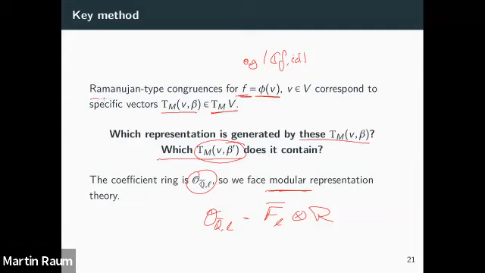I mean, the fact that these Ramanujan-type congruences correspond to certain vectors, this proof, you can do that. It's a computation, really. It's not very enlightening to discuss this. So I think at this point, there's not so much to discuss for this method, except if you want to go into representation theory. So I wanted to do something else instead.